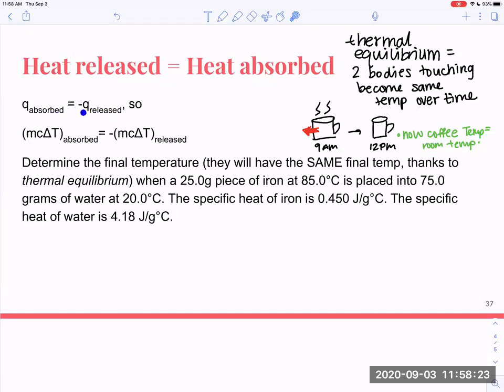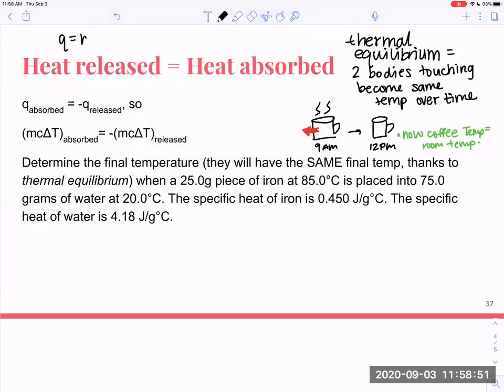They're the same value, the same number, except one of them is being released, so we're going to put a negative sign in front of it. So the same amount of energy that the air picks up is the same amount of energy your coffee is losing, except one is positive because it's being added to the air and the other is negative because it's being lost by the coffee.